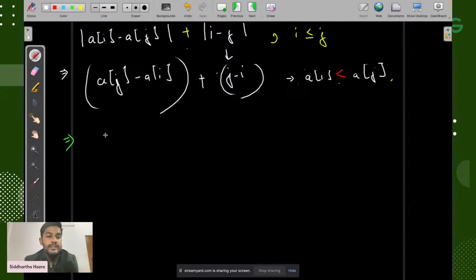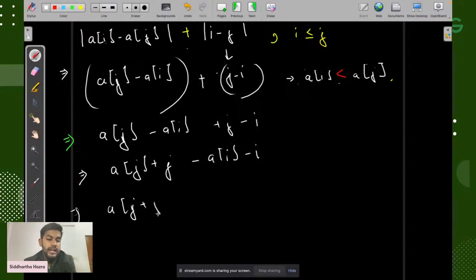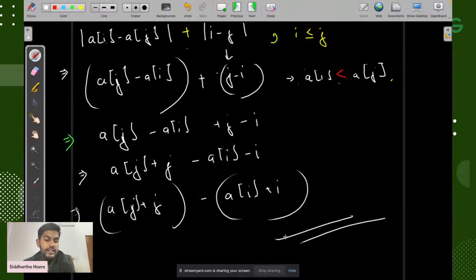Now we know this, so now we would open the brackets. Outside is positive, so it won't bother us. It is just like simplification that we have done in class 10th. So this would be a of j, and this would be just j, and minus this would be a of i minus i. So this one would be a of j added to j, and this one would be a of i added to i, and this would be this.